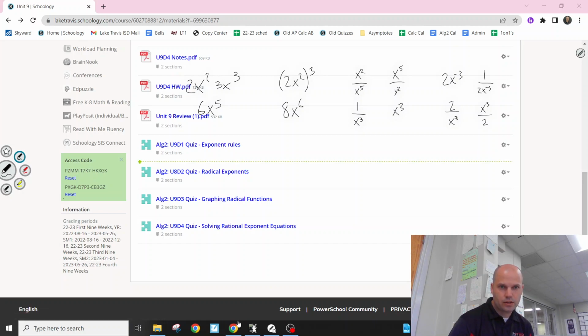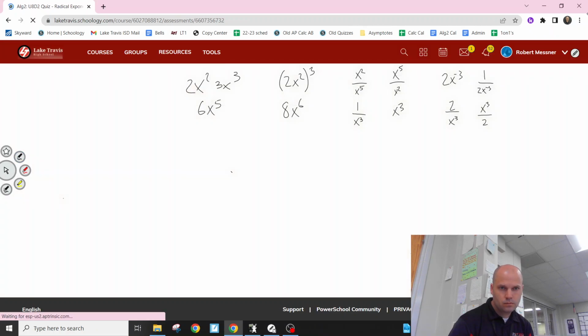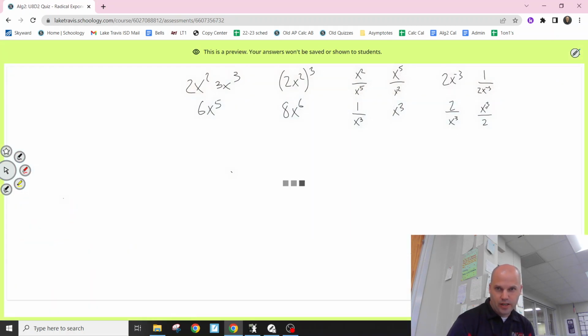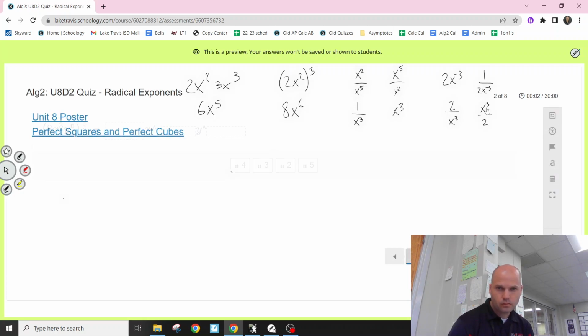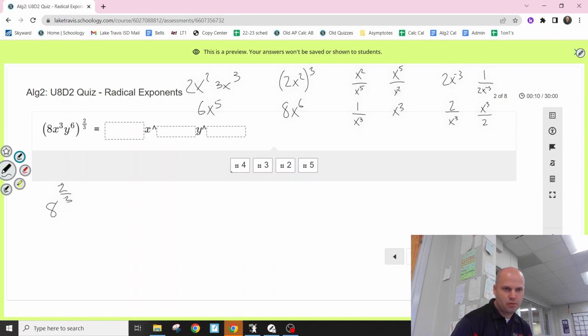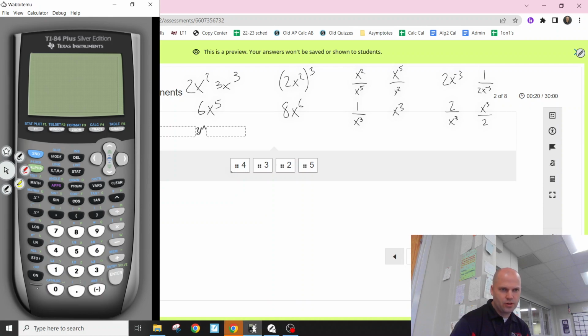Let's go to the second quiz. Still have our exponent rules up here. Now we just have these rational exponents, but the same rules apply, where it's just take your numbers and plug them into your calculator as you see them. Take your x's and your y's and use exponent rules. Now you can use your calculator to help you do this, but you got to make sure you're doing it the correct way.